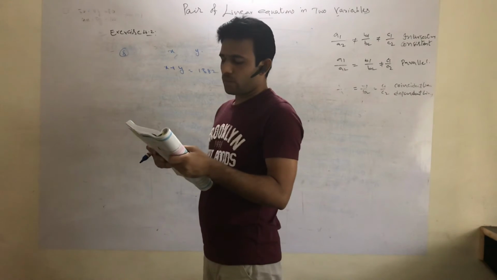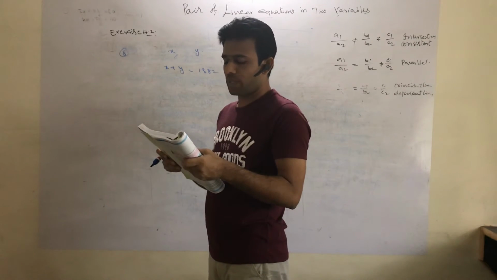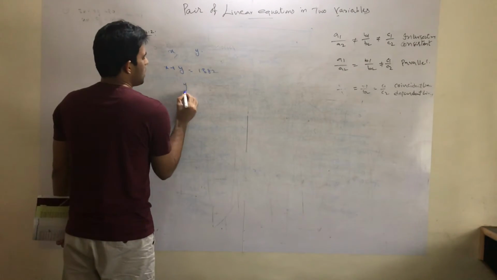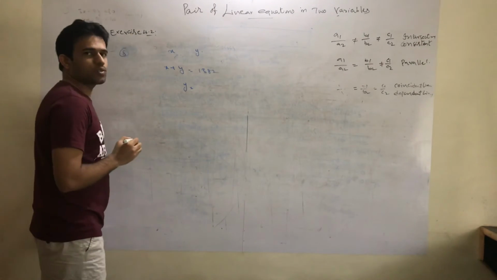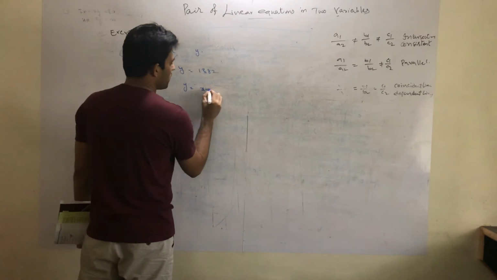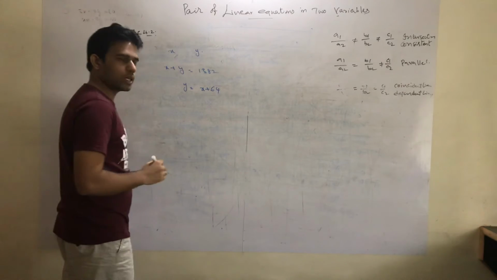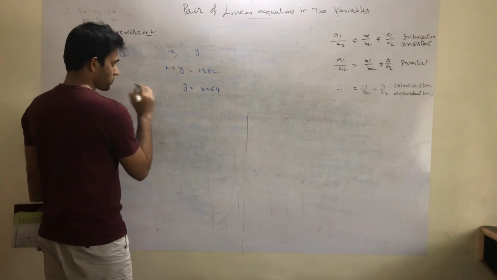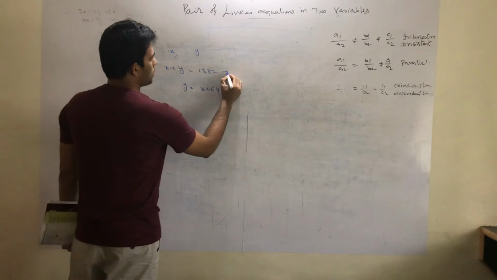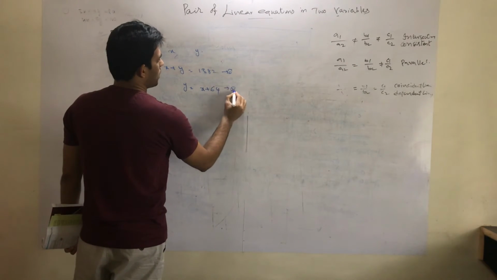The second part of the book has 64 pages more than the first part. That means the second equation: the second part, that is y, has 64 pages more than the first part. That means x plus 64, right? So x plus y equal to 1382, that's your equation 1, and y equal to x plus 64 is your equation 2.